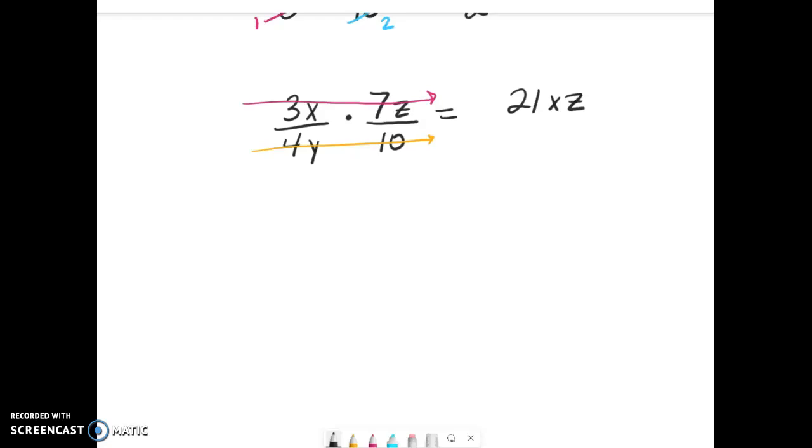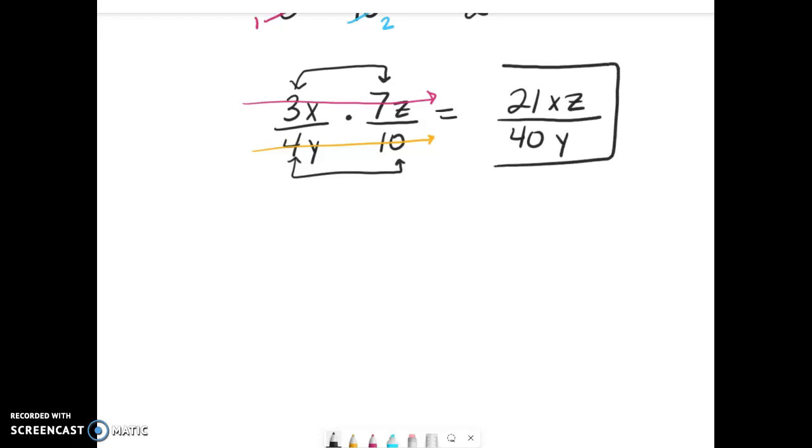So I have 21, 3 times 7, and I'll plug the numbers together. And then the variables x and z, they aren't like terms, so I can't combine them, but it's just x times z. And in the denominator, I have 4 times 10, which would give me 40. And then y would be left. So this would be the multiplication of these two rational expressions.